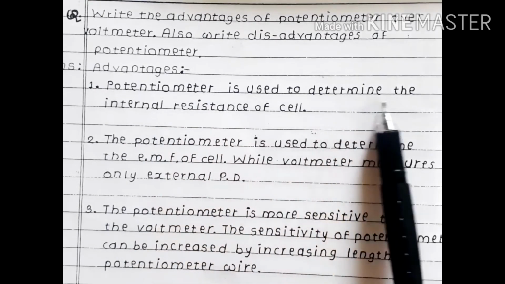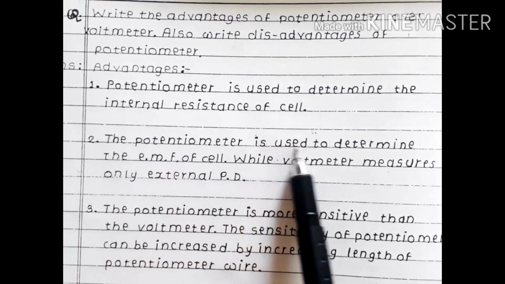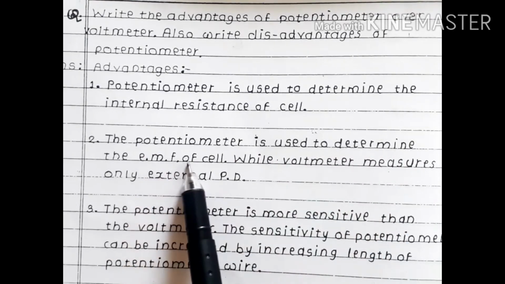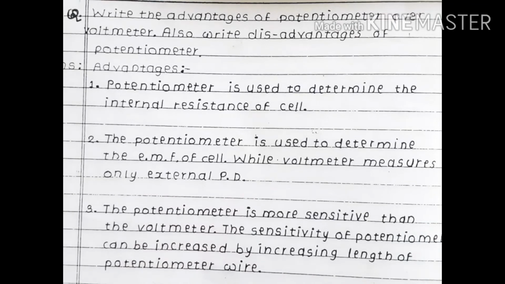Potentiometer is used to determine the internal resistance of a cell, but a voltmeter is unable to determine the internal resistance of a cell. The potentiometer is used to determine the EMF of a cell, while a voltmeter measures only external PD.